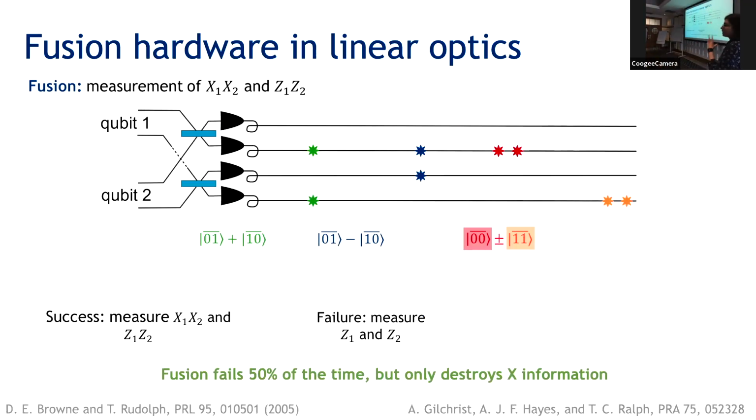So in this case, we say that the fusion has failed 50% of the time, but the times it has failed, you have only lost X information. And you know that you have failed. You know you have lost the X information because you saw it from the detector output. So this is again like an erasure of XX information. Of course, you can have photon loss as well in this network, and in that case, all information XX and ZZ is going to be destroyed. So inherent fusion failures only destroy XX information. Photon loss destroys all information.